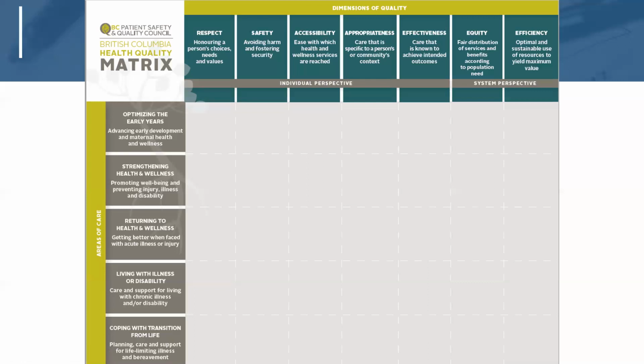So when you're doing quality improvement work, oftentimes you'll be doing it in one or two of these boxes on this matrix. You'll be working with a certain age population, and you'll be working in one or maybe two of the different dimensions of quality. So it's a good exercise to think to yourself where the quality improvement work that you're working on fits in this matrix.